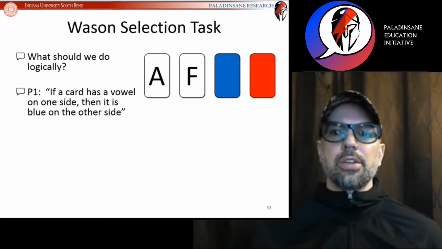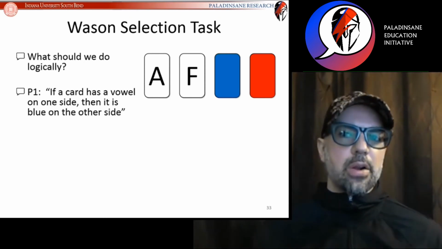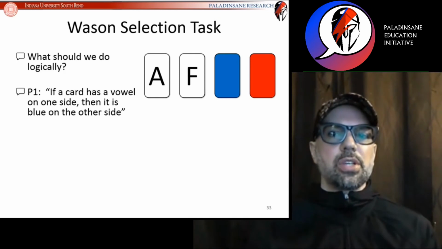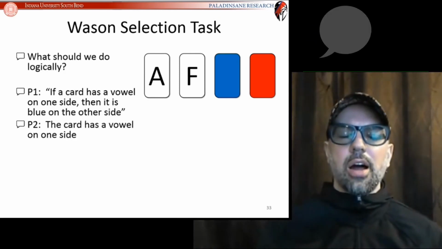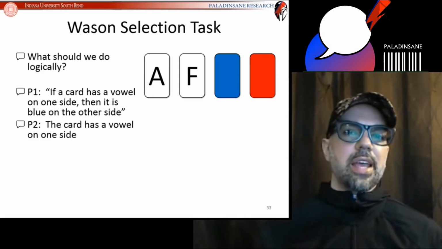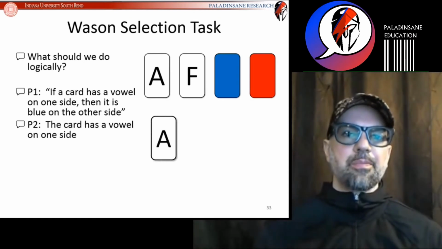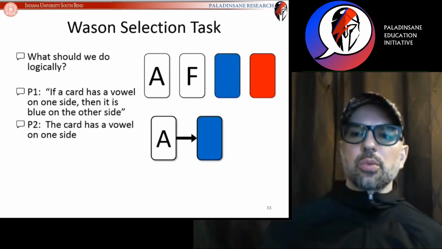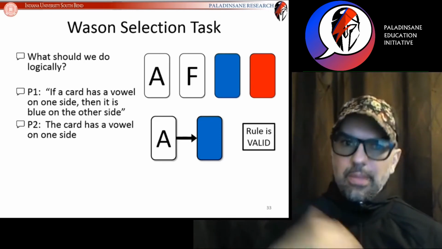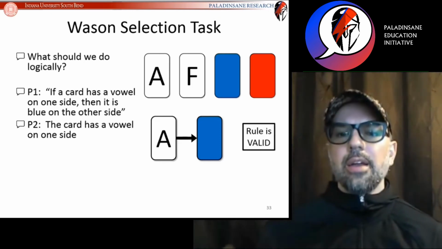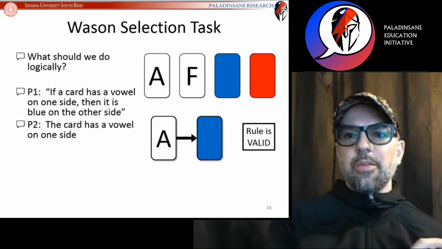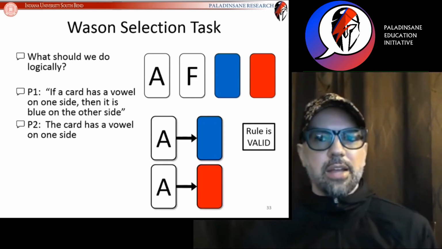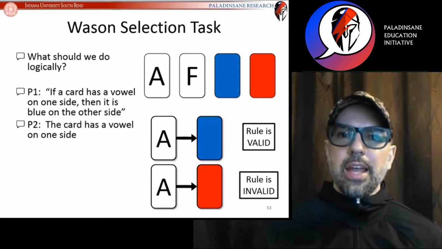One of the ones we want to do is affirm the antecedent. That means that we choose as premise number 2, the card has a vowel on one side. Because if we flip this card and there's blue on the other side, that means that the rule has been followed. So that is a good thing to know. More importantly, though, if we flip it and it turns out to be not blue on the other side, we know that the rule has been violated.